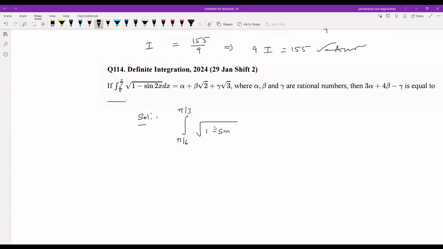Root of 1 minus sine 2x dx. It was given as alpha plus beta root 2 plus gamma root 3. And 3 alpha plus 4 beta minus gamma equals how much in that case?